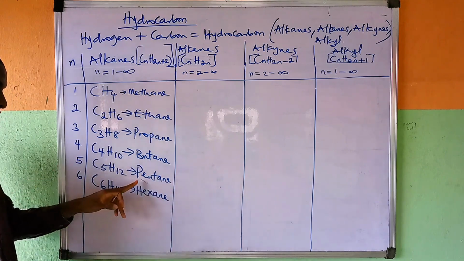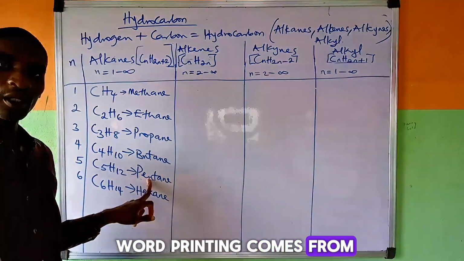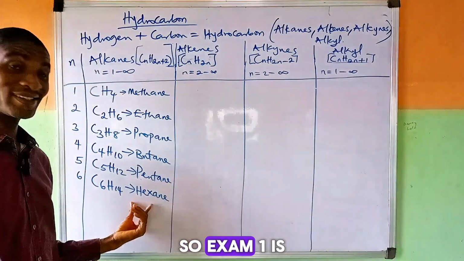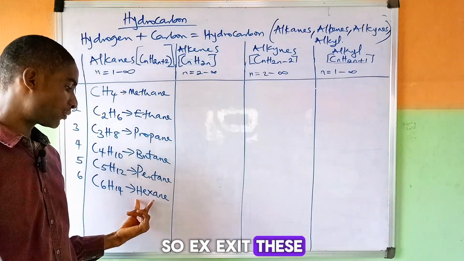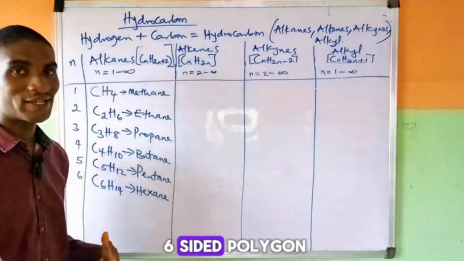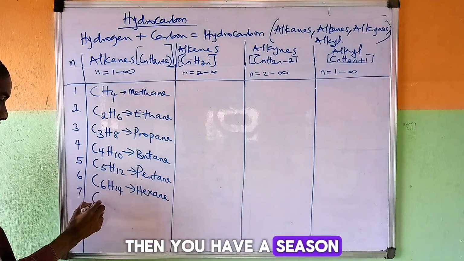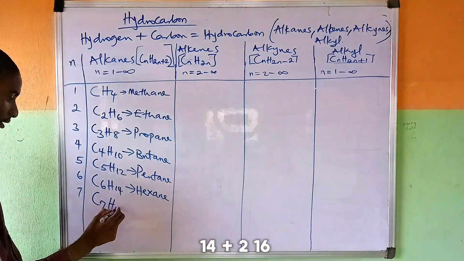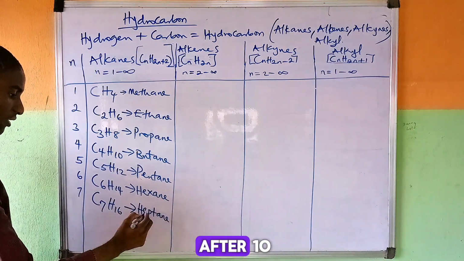hexane. A five-sided polygon is a pentagon. That is where the word pentane comes from. Hexane: a hexagon is a six-sided polygon, so this prefix is gotten from a six-sided polygon. Then you have C7. So our H will be 2 times 7, 14, plus 2, 16. And that is heptane.